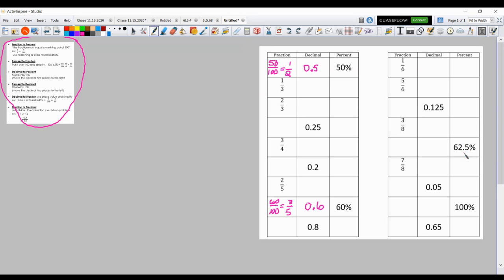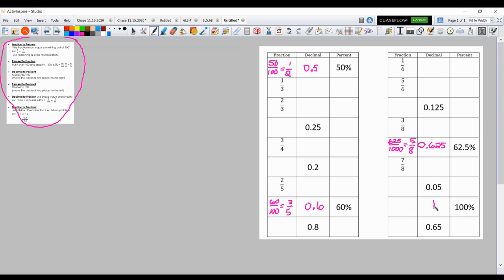62.5. Well, as a decimal, we're going to move the decimal back 2 places. That's going to be 0.625. I like to put a 0 in the front. And then if I take that 625 thousandths and write it as a fraction, I can actually simplify this all the way down to 5/8.